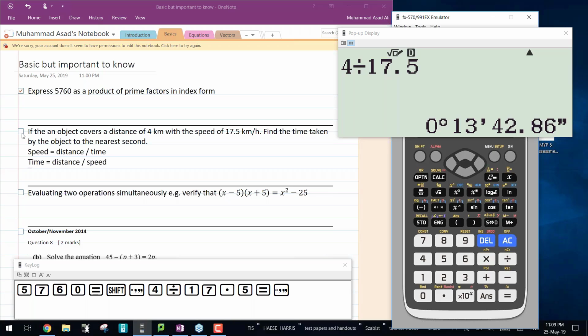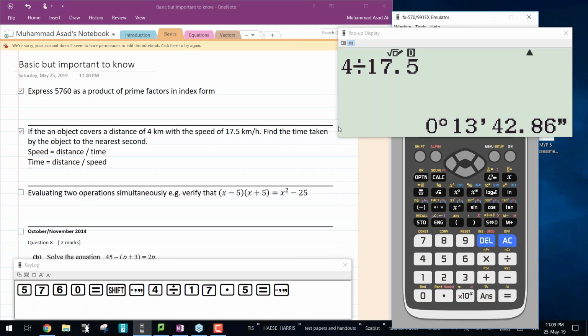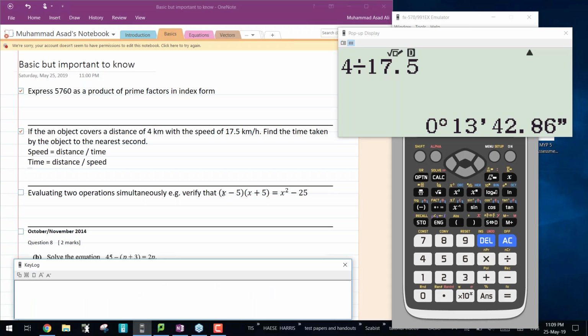Okay, so let's move to the next question. There is another option in which, whenever you want to do two calculations simultaneously, suppose you want to find out whether (x minus 5) into (x plus 5) is equal to x square minus 25 or not, or you are doing two calculations and you want to see whether the two calculations are giving the same answers or not.